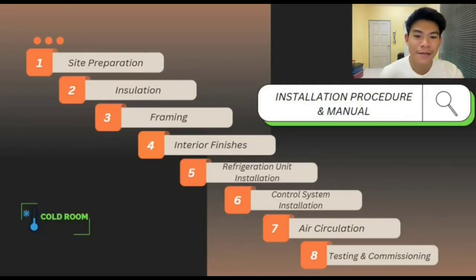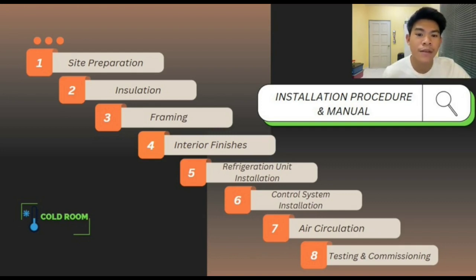My name is Aiman Rosli and I will talk about the installation procedure and manual. Firstly is the site preparation. The first step is to prepare the site for the installation of the cold room. This includes leveling the ground, laying a concrete slab and installing the necessary electrical and plumbing connections.